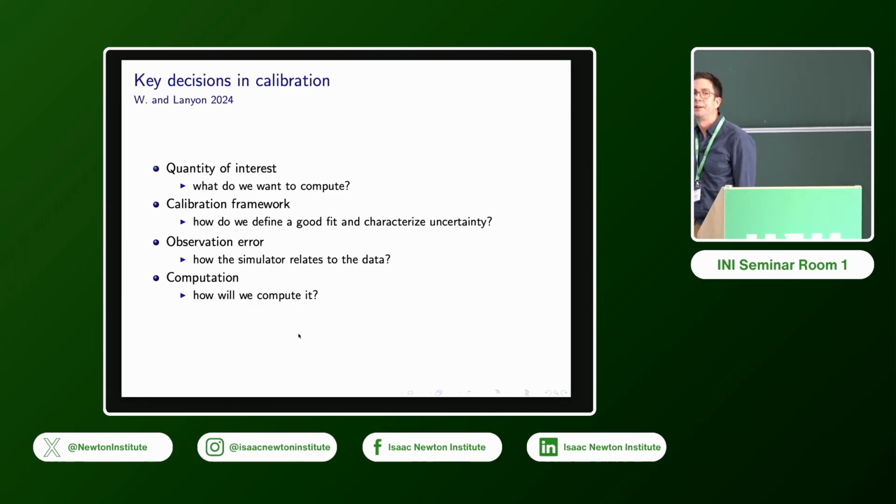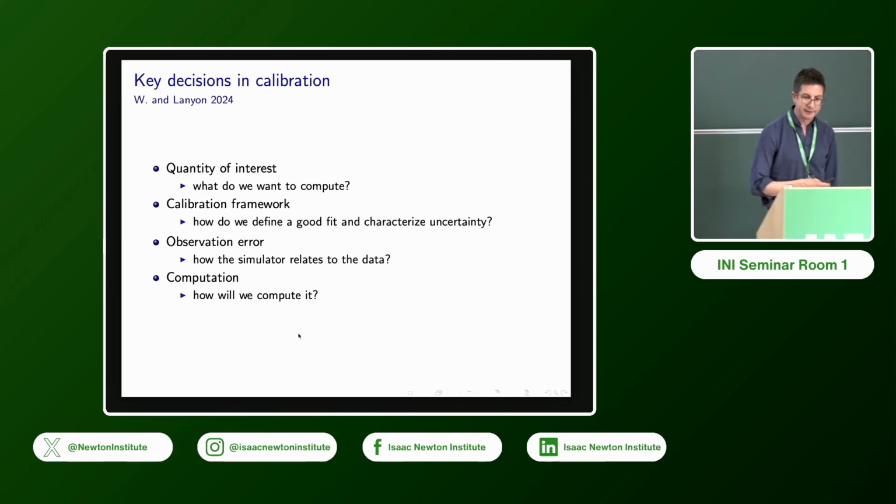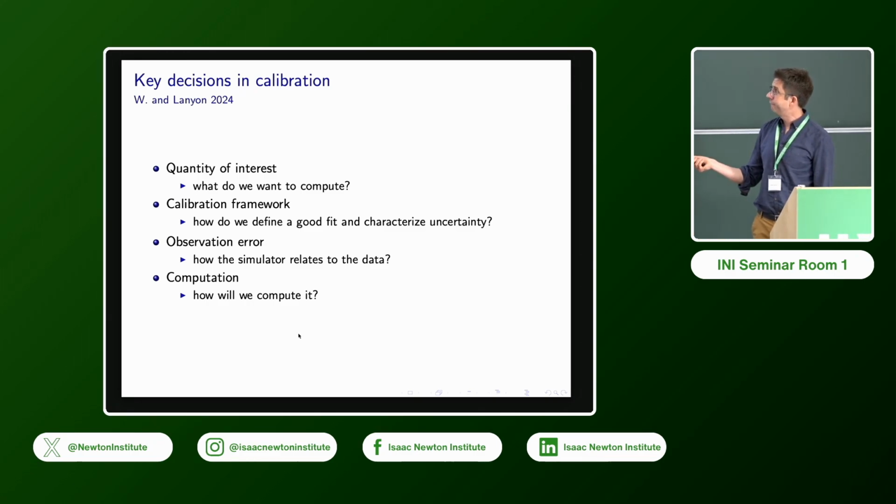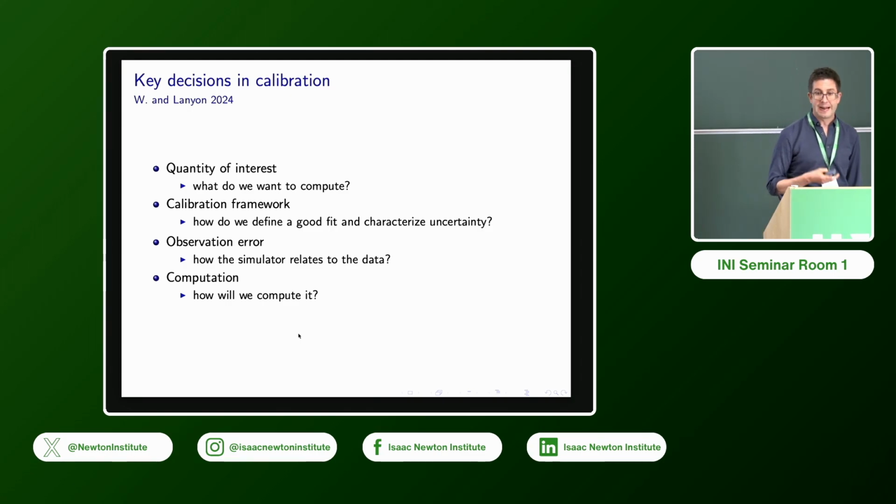How are we going to characterize uncertainty? How are we going to think about uncertainty? How are we going to define what a good model is? The trickiest part is often the observation error, which is specifying how the simulator relates to the data in some way. And then finally, the part most people are probably most familiar with is computation. How do we compute these things? What options do we have?